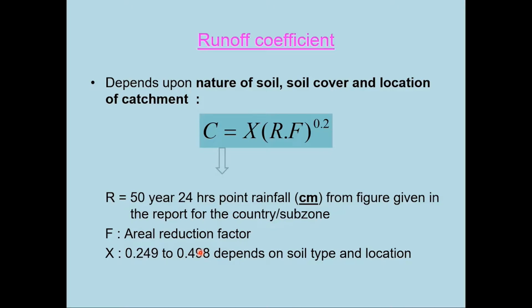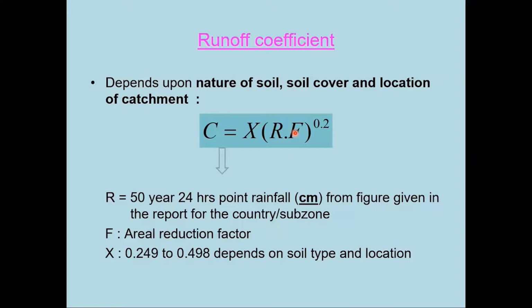What is this aerial reduction factor? By name it is clear that because R50 is a point rainfall. Why it is a point rainfall? Because the data has been collected by the rainfall gauges. Rainfall gauge has been provided at different locations in the entire subzone, and then those data has been collected, analyzed to evolve an empirical formula so that the relation between the discharge and the rainfall intensity and its pattern can be established. So this rainfall was a point rainfall. So this point rainfall has to be converted using the aerial reduction factor.